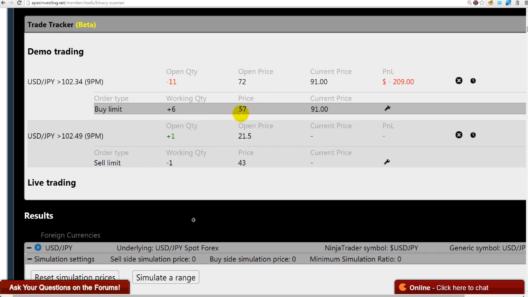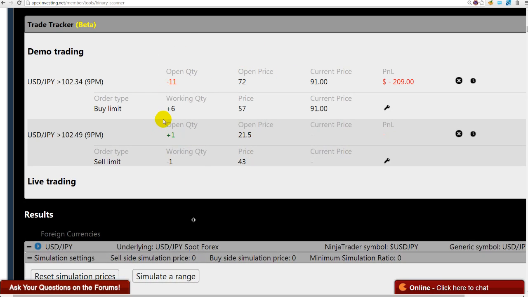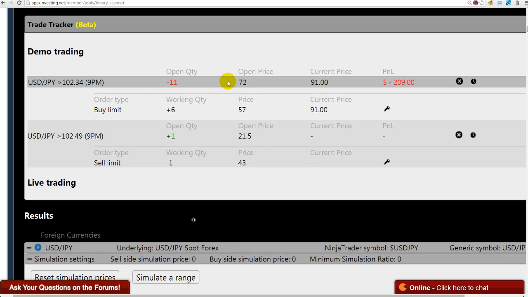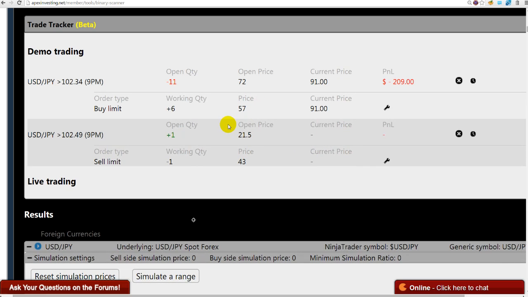So if I sold this at 72 to buy back at 57, and I'm just throwing on random demo trades, I'm not even looking at a chart right now, then it will automatically fill me as long as I have a working limit order in there. And again, back at the beginning, I talked about what limit orders are. A buy limit is a price below the market. A sell limit is a price above the market.